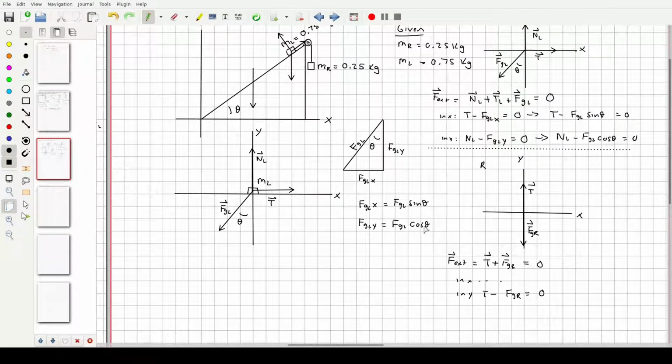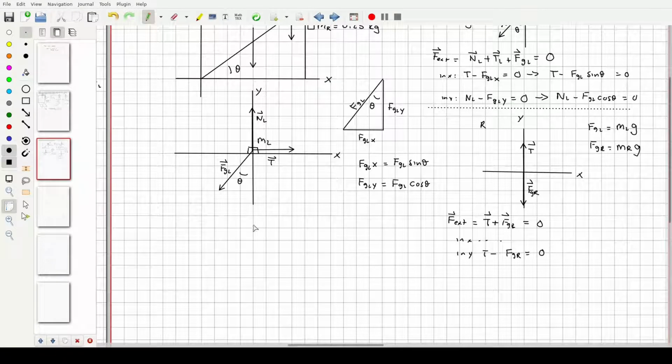Now, so let's not forget what our weights are. FGL is the weight of the left side. FGR is the weight of the right side. Right? Okay, so let's take all of our equations and just sum them up over here. From the object on the left, we have T minus ML times G sine theta is equal to 0. That's this equation right here.